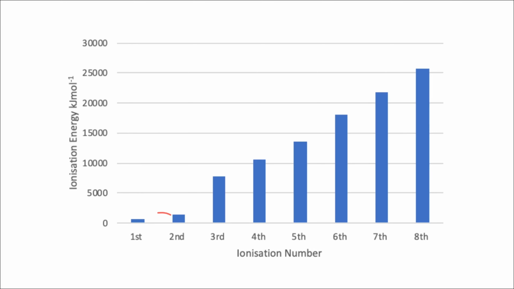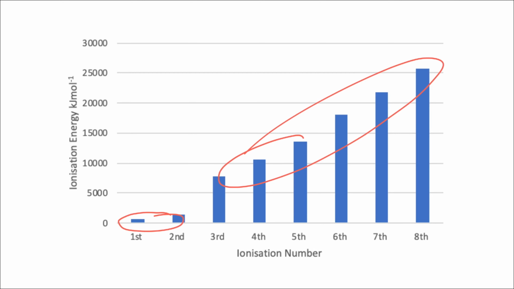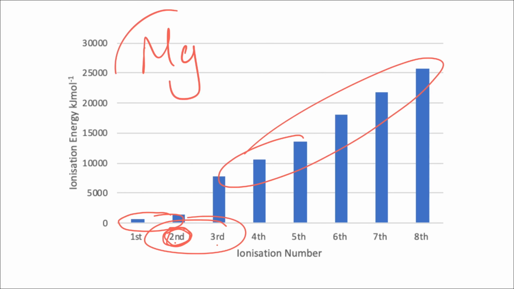So there's a similar increase between these two. Broadly speaking, those have similar. So there is a big jump between the 2nd and the 3rd. So we're looking at something which must be in group 2, because it's the 2nd and the 3rd where is the big jump. So between the 2nd and the 3rd, it is magnesium in period 3.